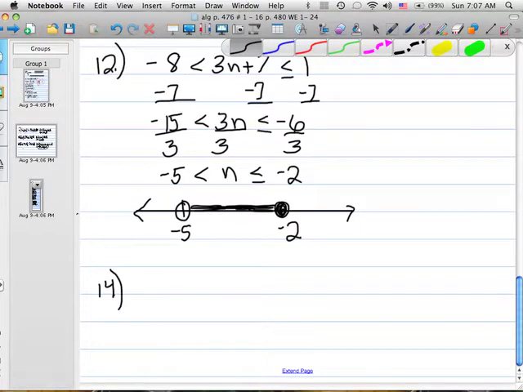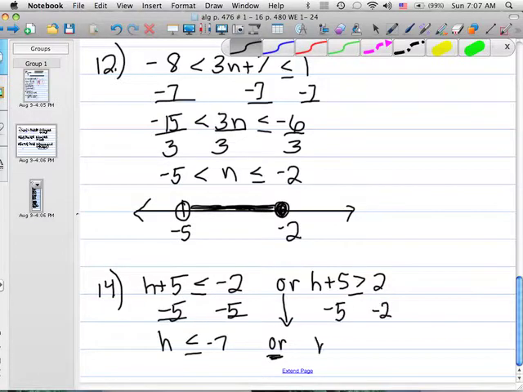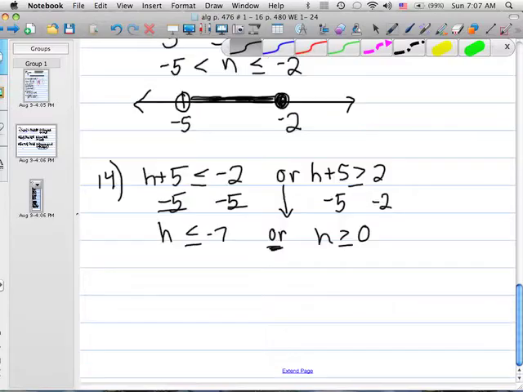Problem number 14. We have h plus 5 is less than or equal to negative 2, or, this is a union problem, h plus 5 is greater than or equal to 2. So solving the first inequality, we subtract 5 from both sides, and we get h is less than or equal to negative 7. Bring down the or. So remember what kind of problem we have. Subtract the 5 here from each side, and we get h is greater than or equal to 0. Okay, everything's ready to graph.